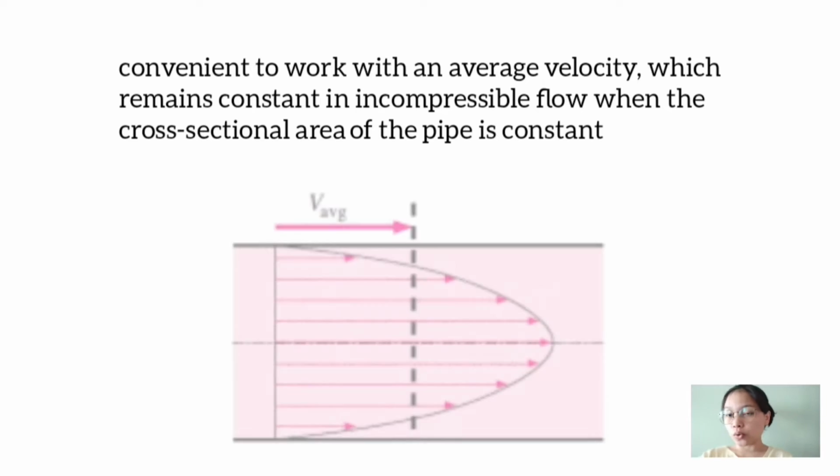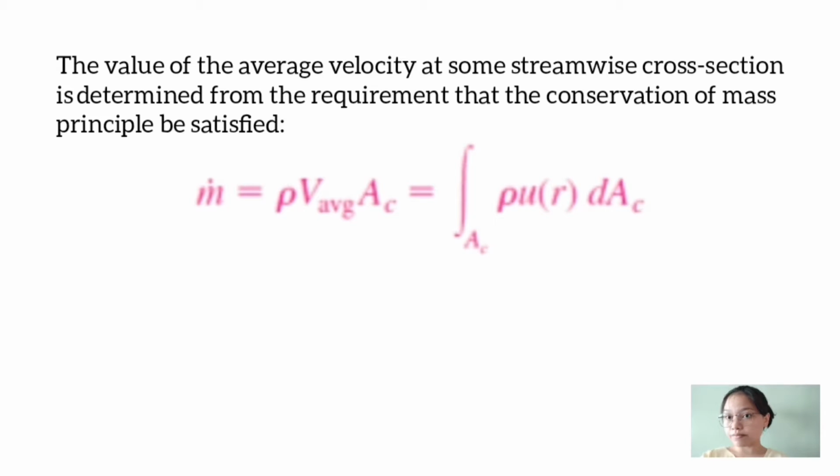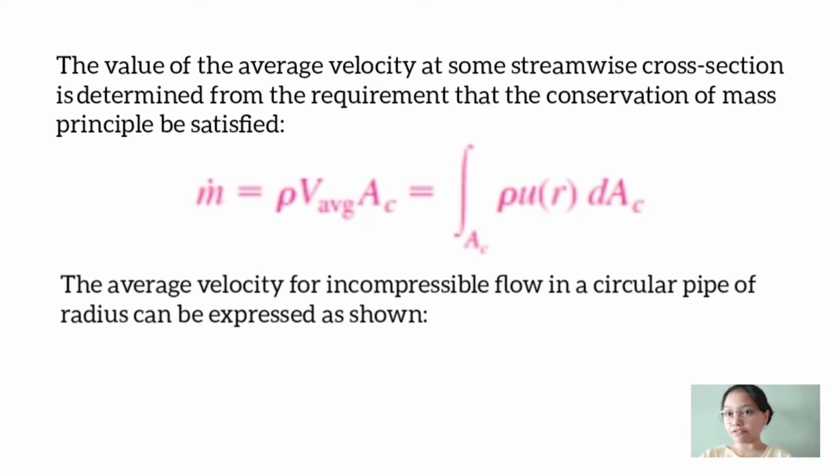The pressure drop is then used to determine the pumping power requirement. In fluid flow, it is convenient to work with an average velocity, which remains constant in incompressible flow when the cross-sectional area of the pipe is constant. The value of the average velocity at some streamwise cross-section is determined by the requirement that the conservation of mass principle be satisfied. The average velocity for incompressible flow in a circular pipe of radius R can be expressed as shown.